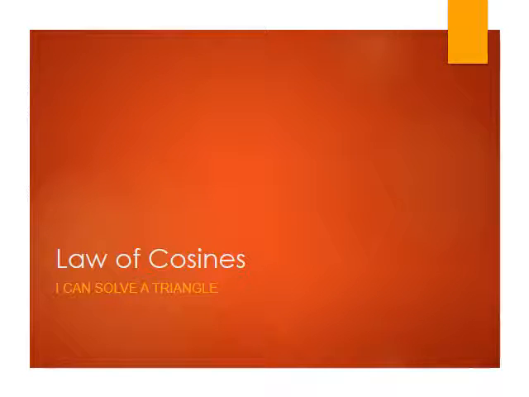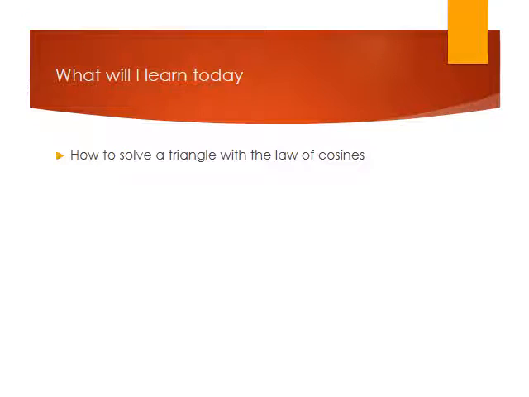Yesterday we talked about how we could use the law of sines to solve a triangle, or find the different sides and the different angles in a triangle. Today we're going to look at the law of cosines, which lets us do that as well for those that we can't do with the law of sines. So we're going to learn how to solve a triangle with the law of cosines.